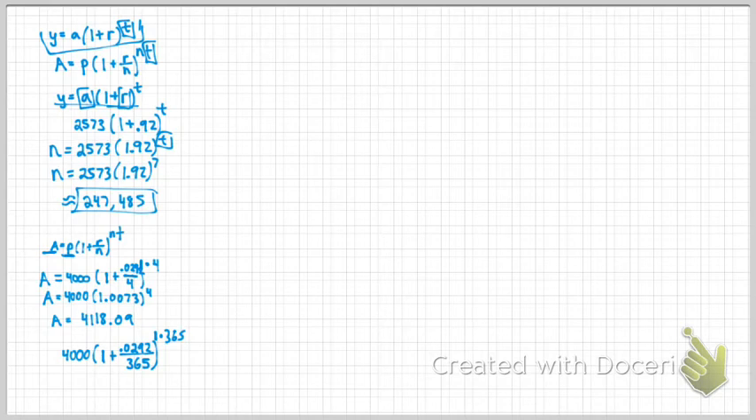So in this case, you're going to get 4,000 times 1.00008 to the 365. That's going to be equal to the amount that you have in your account. So your final answer will be around 4,118.52. Okay, and that is it for 4.1.